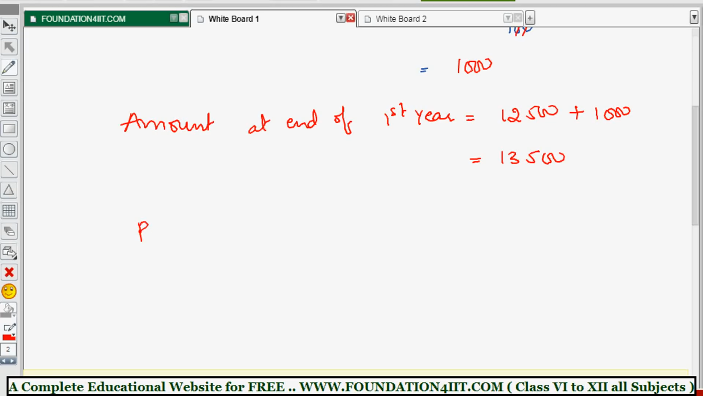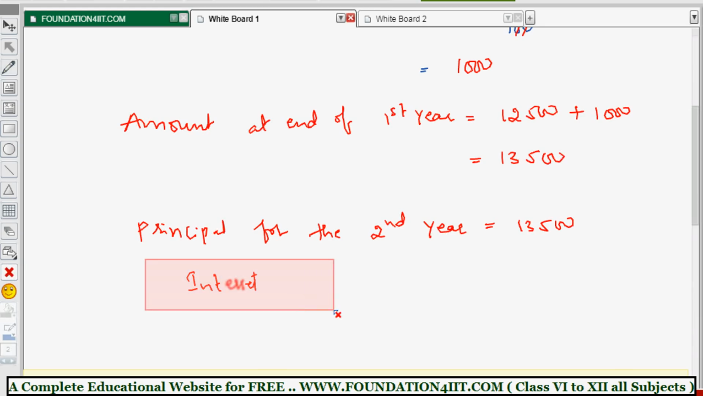So the amount at the end of the first year is nothing but the principal for the second year. That is 13,500. Now we'll find out the interest for the second year.